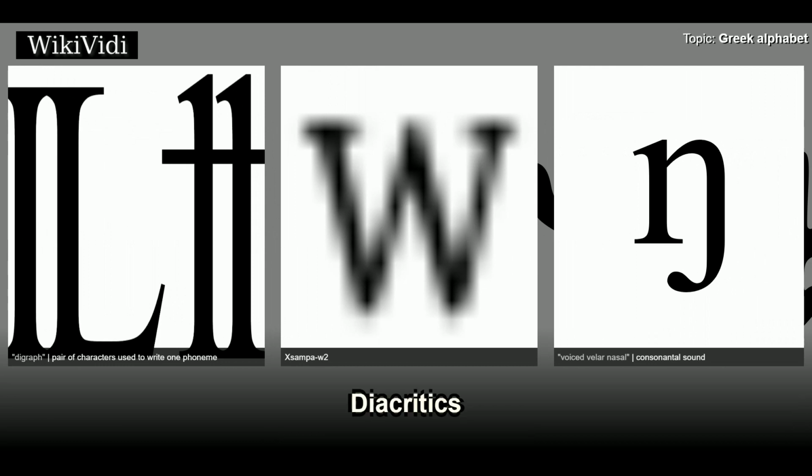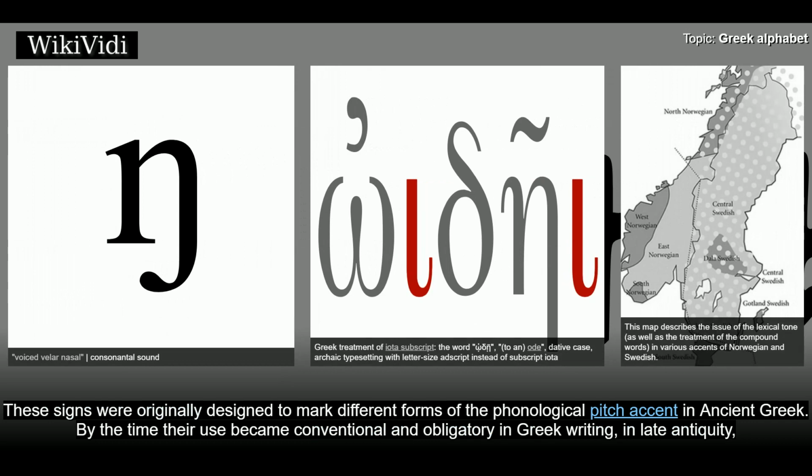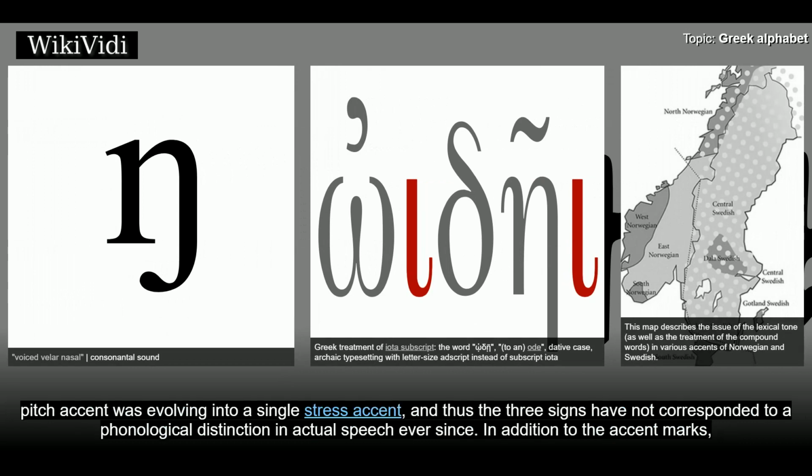Diacritics. In the polytonic orthography traditionally used for ancient Greek, the stressed vowel of each word carries one of three accent marks, either the acute accent, the grave accent, or the circumflex accent. These signs were originally designed to mark different forms of the phonological pitch accent in ancient Greek. By the time their use became conventional and obligatory in Greek writing, in late antiquity, pitch accent was evolving into a single stress accent, and thus the three signs have not corresponded to a phonological distinction in actual speech ever since.